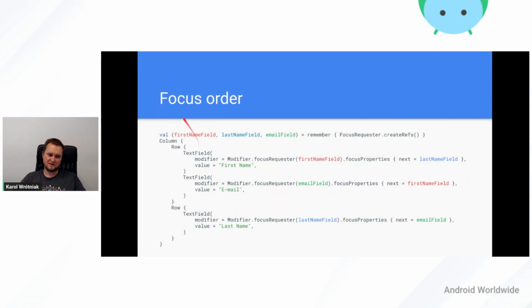Of course, in this very simple example, you can just use two columns instead of column and row, and it will also work. But in complex layouts, you may be interested in focus requester and focus properties.